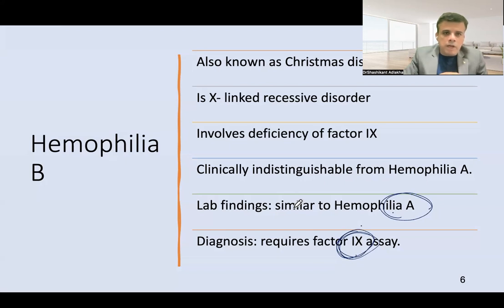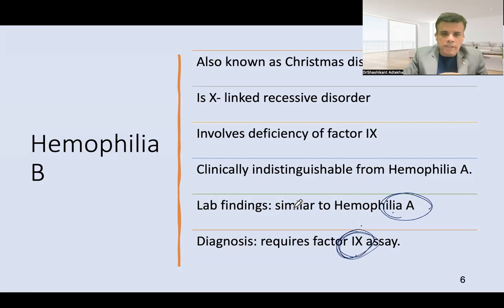cryoprecipitate may also be given. And hemophilia C, as we mentioned, is extremely rare. It is the deficiency of factor 11, which has almost the same clinical and lab features as hemophilia A and B. So that's all about hemophilia A, B, and C.